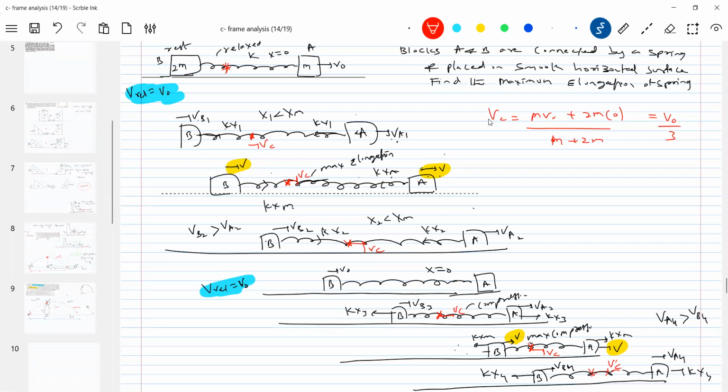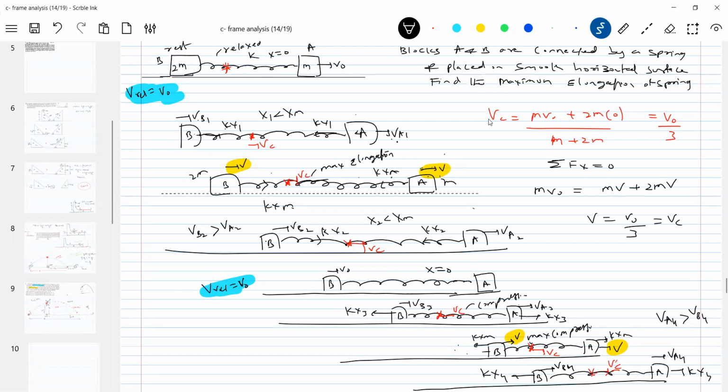Now let's calculate the common velocity. Can we apply conservation of momentum? Yes, because the net force on the system along the x-axis is 0. Therefore, m v naught should be equal to m v plus 2m v. What is the mass of this block? 2m. So how much are we getting? V naught by 3. So at maximum compression or elongation, what is the state of the blocks? They will have the velocity of the center of mass. This is nothing but Vc, no? So what is the conclusion?